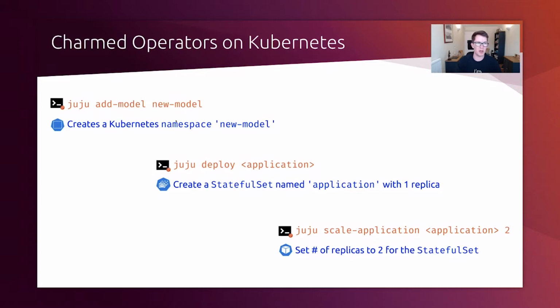You'll notice that here you always use the Juju CLI for this, right? So it's juju add-model, juju deploy, juju scale-application. And that's one of the selling points for the charmed operator framework: all of your operators will have a nice consistent UI because they're all going to be interacted with through the Juju CLI.